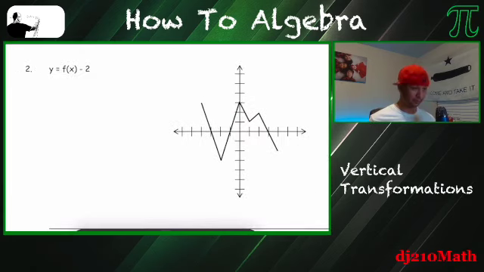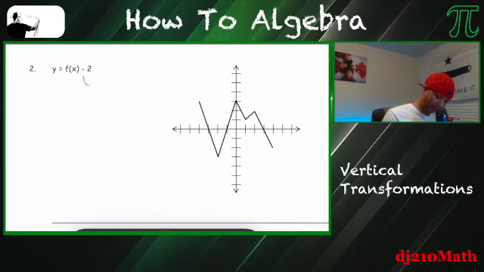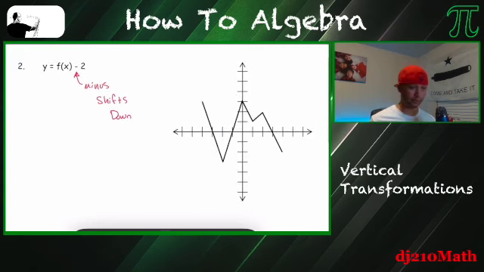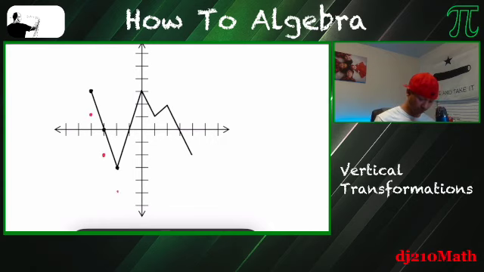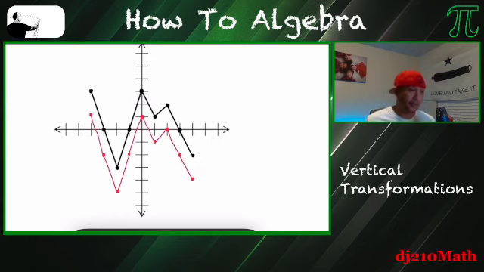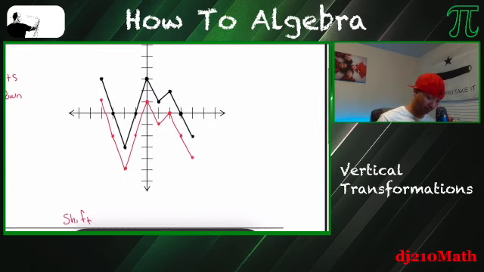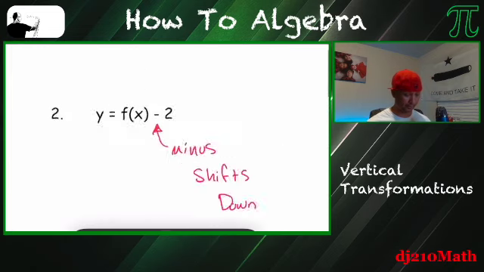All right, number 2, f of x minus 2. Well, if plus 2 shifts up, minus 2 shifts down. So again, every point is going to shift down 2 units. So let's do that. All right, so again, it shifts down 2 units. So you're just clicking and dragging down. It doesn't change the shape. It just slides it one way or the other. In this case, it shifts down, and that's because of the minus 2.